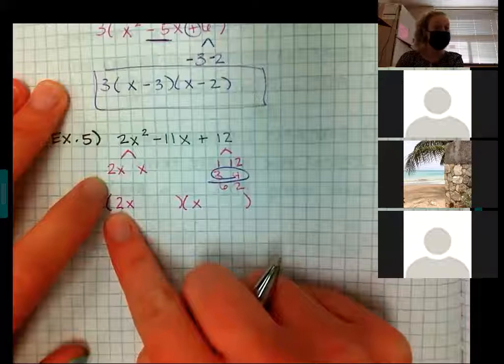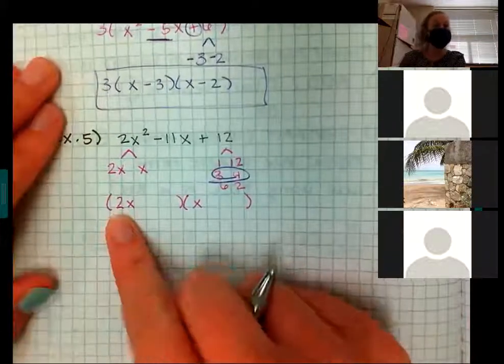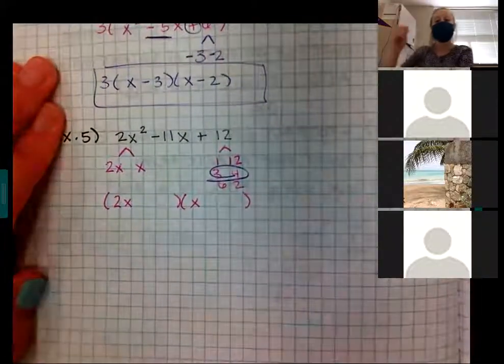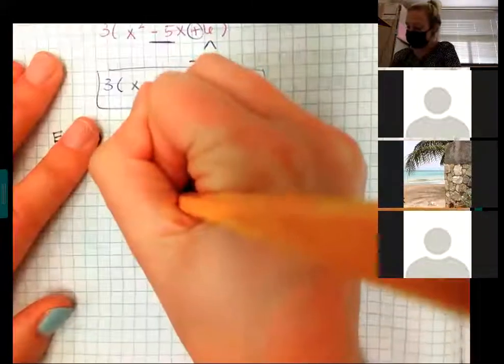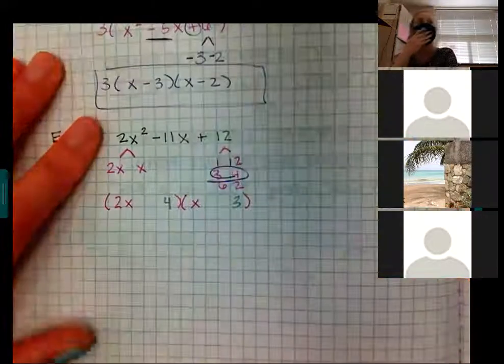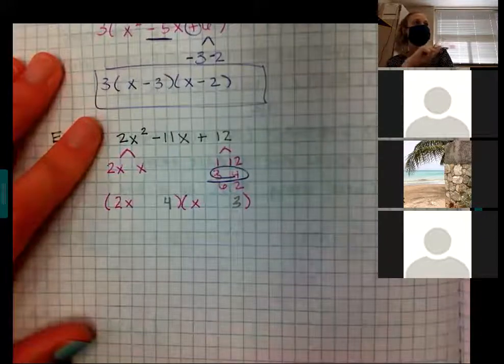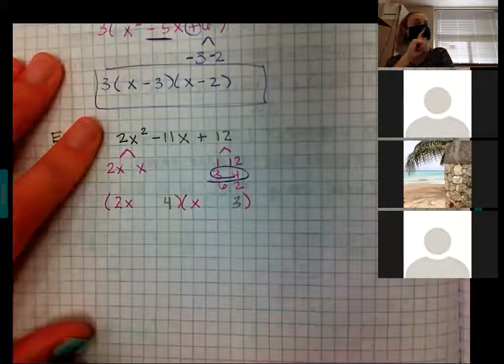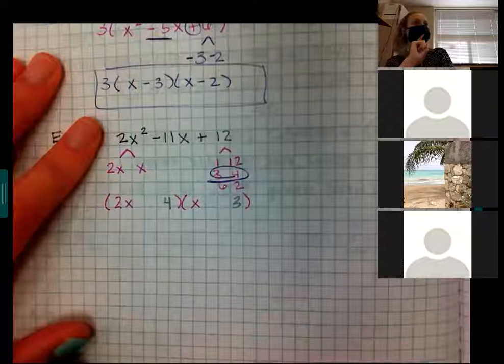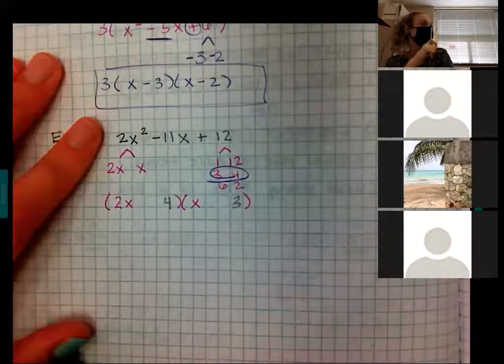So, again, this is why I want you checking, because somebody's going to do this. I just know it. Don't write this. Don't write it. Did I put them in the right spot? How do y'all know?